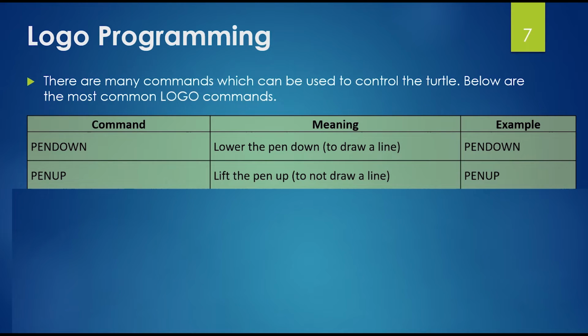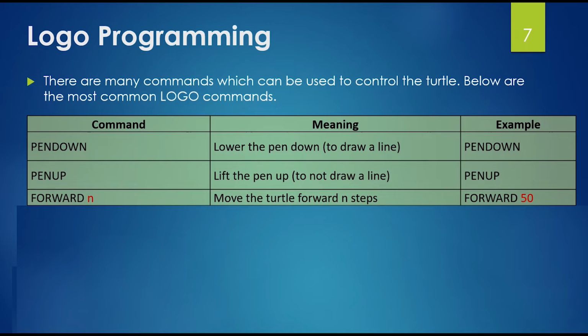Now when we say pen up, it will lift the pen to not draw a line. For example, when it was pen down, that is, the pen was touching the paper, everything that you drew, a line would be created alongside it. Now when you say pen up, you have lifted your pen up, so it is not touching the paper. So whatever command you give to the turtle, nothing will be drawn. So the example is pen up.